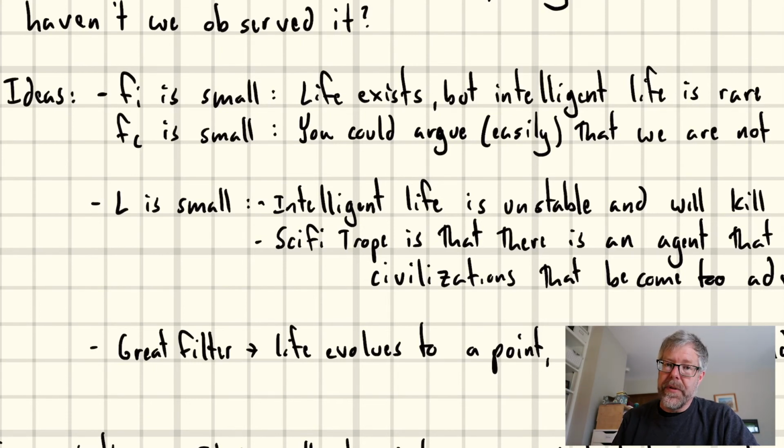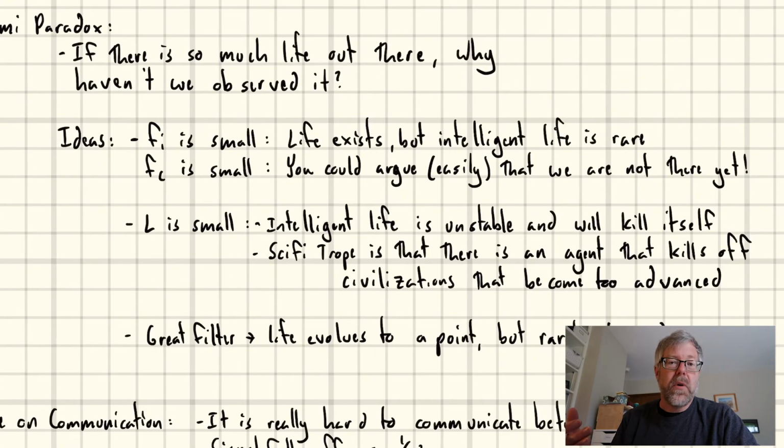Fc could also be very small. So you could argue that there is intelligent life out there, but it just doesn't have the ability to communicate. Like the Romans couldn't communicate. There is intelligent life there in Rome, but it can't communicate. There could be a lot of civilizations out there that have reached that stage, and we just can't communicate with them.